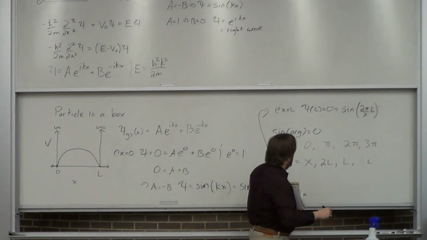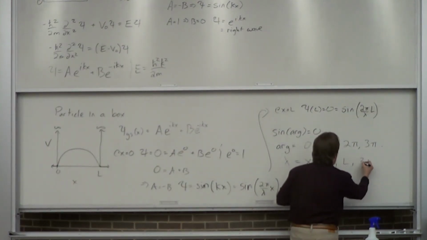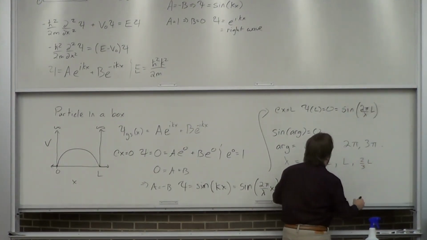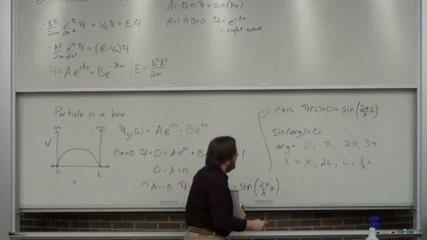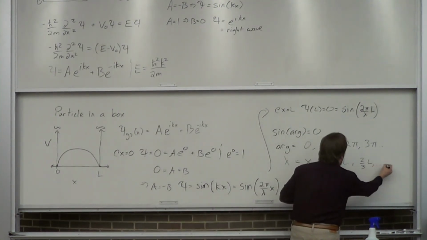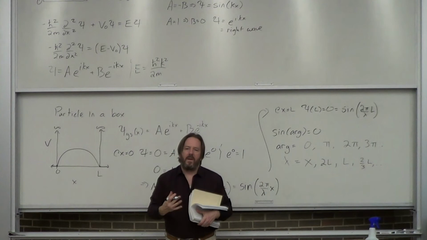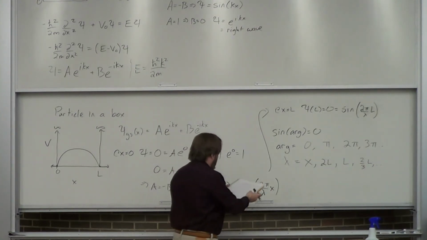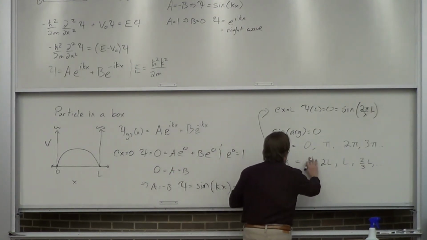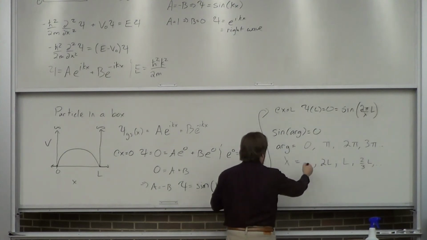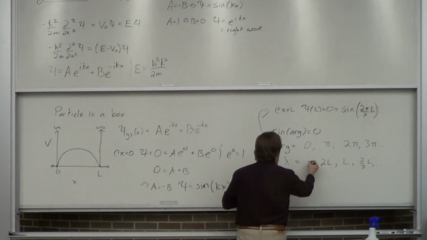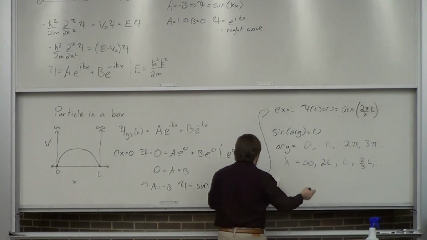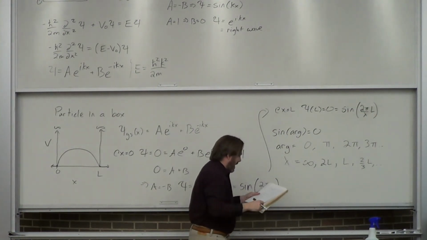2/3. Oh, that's right, 2/3 L. Okay. Now the reason I'm doing that is I'm trying to find the pattern. So what's the pattern? Technically lambda is infinity for 0 anyway, so we're forgetting that one.